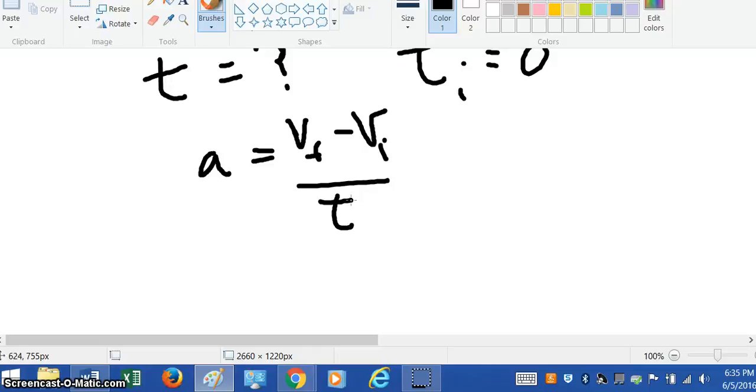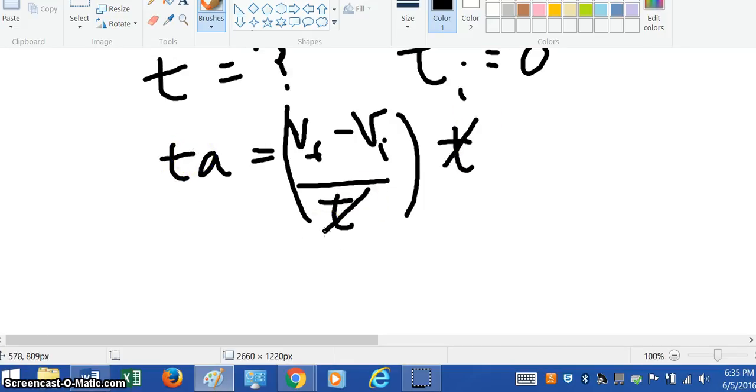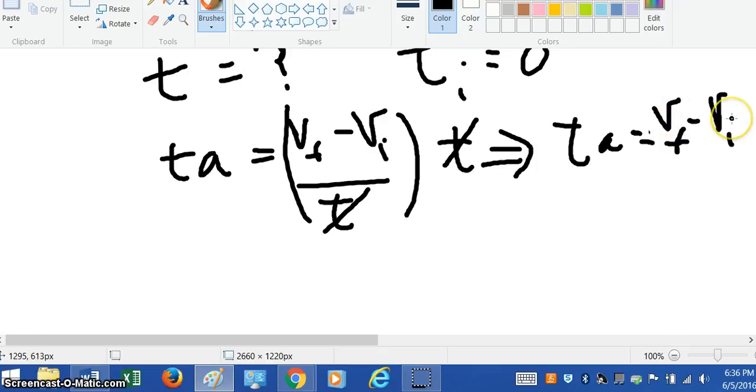What I'm going to do is multiply this entire side of the equation by t, and this side of the equation by t. And of course the t's cancel on this side. Let me rewrite this. This whole thing becomes the time times the acceleration is equal to v final minus v initial. And we've got one more step to go. We have to isolate this and just solve for t.